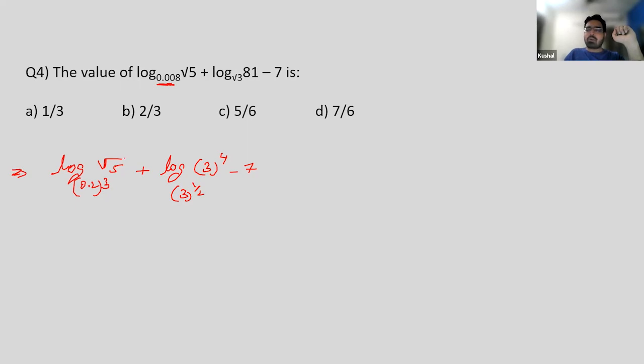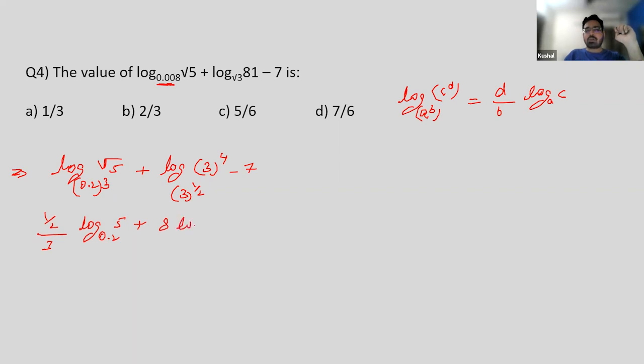Now 5 is again a power of 1 by 2, so that 1 by 2 will come in the numerator. What is the identity that I'm trying to apply? Log of base a to the power of b and c to the power of d, we will write this as d by b log of base a, c. So again, 5 to the power of 1 by 2, take that 1 by 2 in the numerator, take this 3 in the denominator and rewrite this as log of 0.25. Same way over here, 4 goes in the numerator, 1 by 2 goes in the denominator. You will have 8 log base 3, minus 7. This is the value. So what do we get over here?